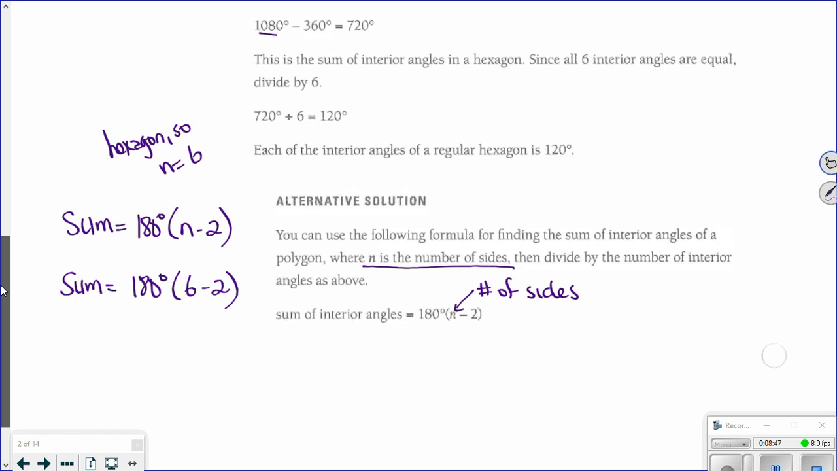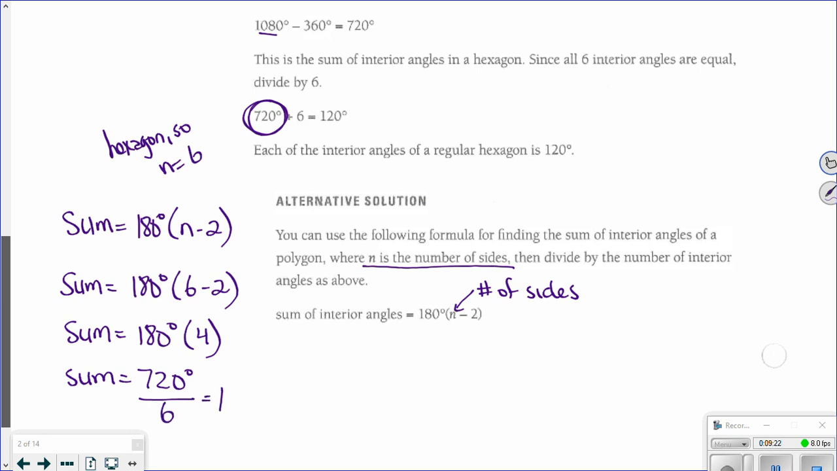So I'm either going to type it in exactly the way it is, or I'm going to simplify first and say that the sum is 180 degrees times 4, because 6 minus 2 is 4. 180 times 4 is going to give me 720 degrees, which was the same number I got for my total in my example. Then, because I'm talking about individual angles in my question, I want to divide the sum, the total, by the number of angles there are, which is also going to give me the same answer, 120 degrees.